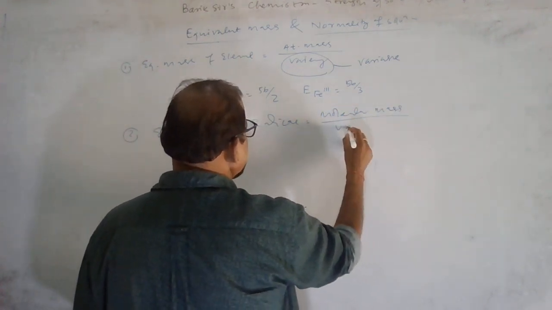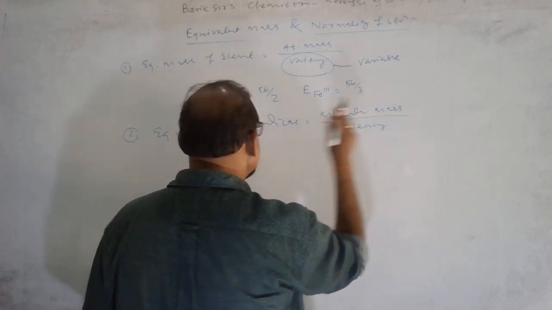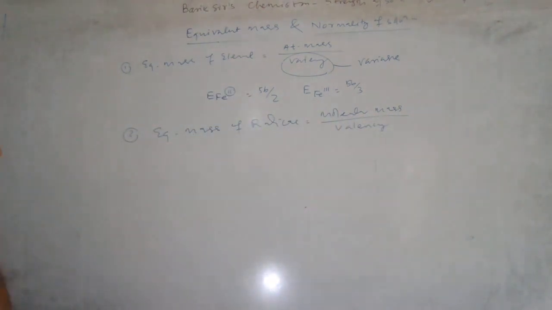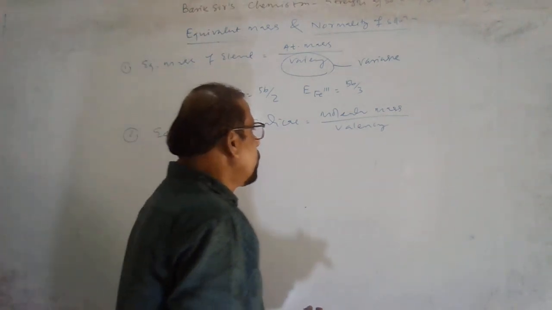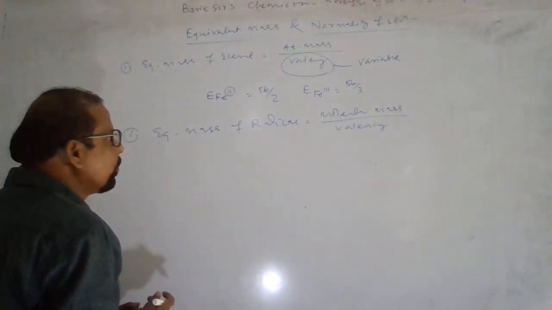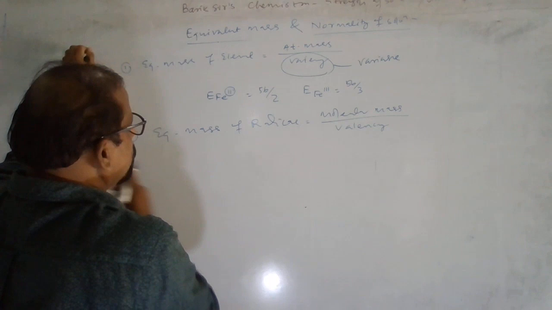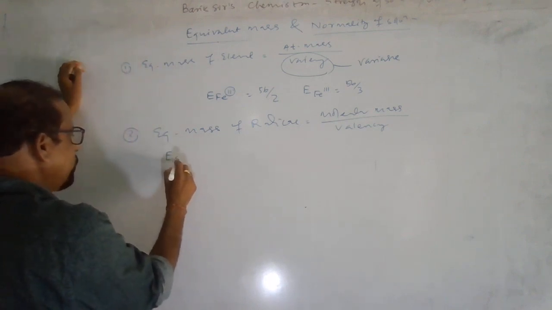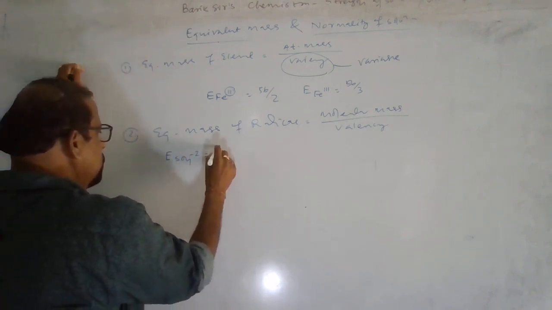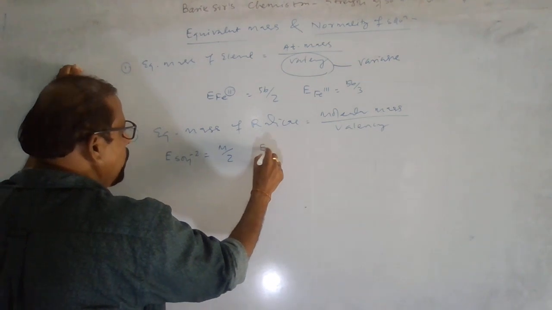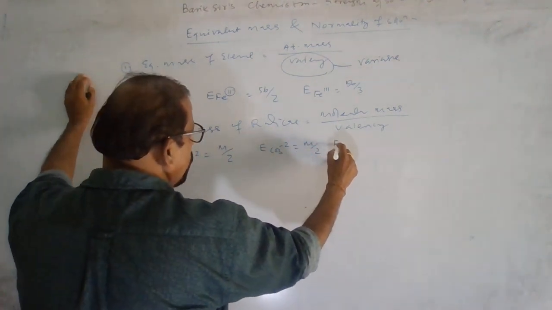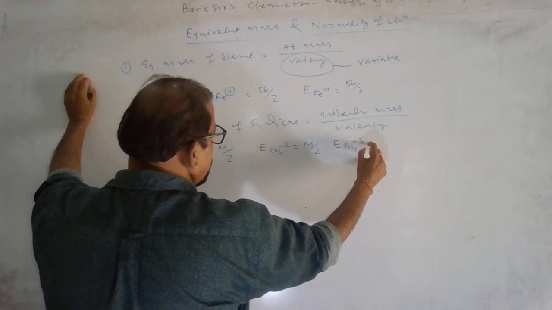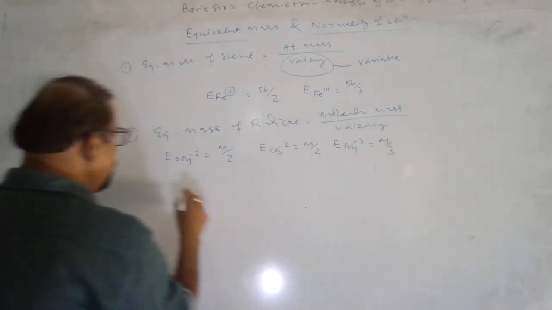Molecular mass by the valence is the equivalent mass of a radical. So the equivalent mass of sulfate is the molecular mass by 2. Equivalent mass of carbonate is the molecular mass by 2. Equivalent mass of phosphate is the molecular mass by 3.